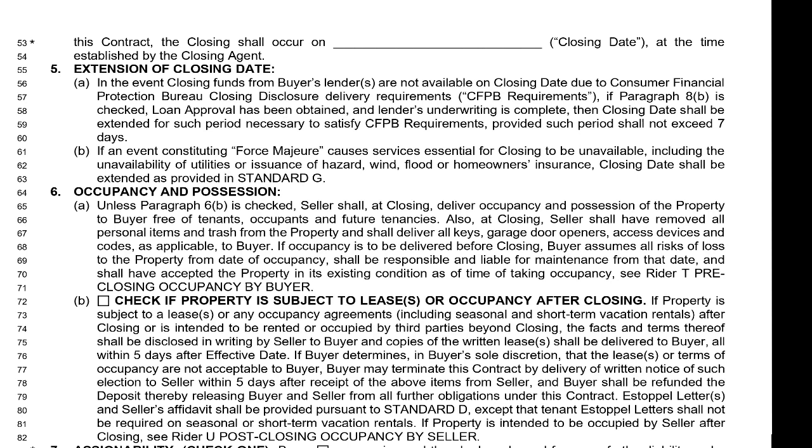Okay, moving on. Force majeure is, for us, hurricanes, floods. Force majeure is any act of God that would prevent a closing from happening. So if the power goes out and there's no power utility service at the closing agent and nothing can be accommodated otherwise, then closing gets pushed. It's an act of God out of our control. Occupancy and possession.